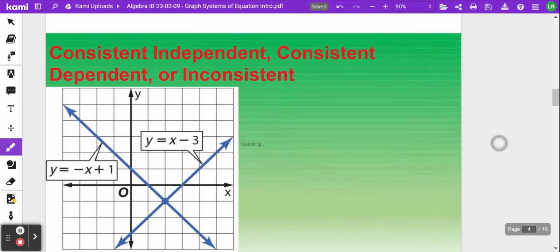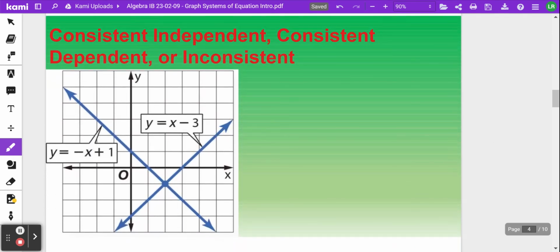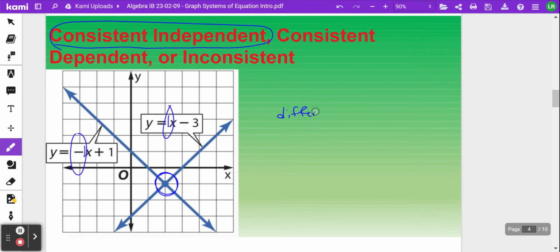The next one, notice they do cross. They cross right here. So this would be consistent, independent. And I do want you to notice that they have different slopes. This one has a slope of -1. This one has a slope of +1. So understand, if we have different slopes, they are going to cross somewhere. We're going to have a solution. This one in particular, it would be 2 on the x and -1 on the y.